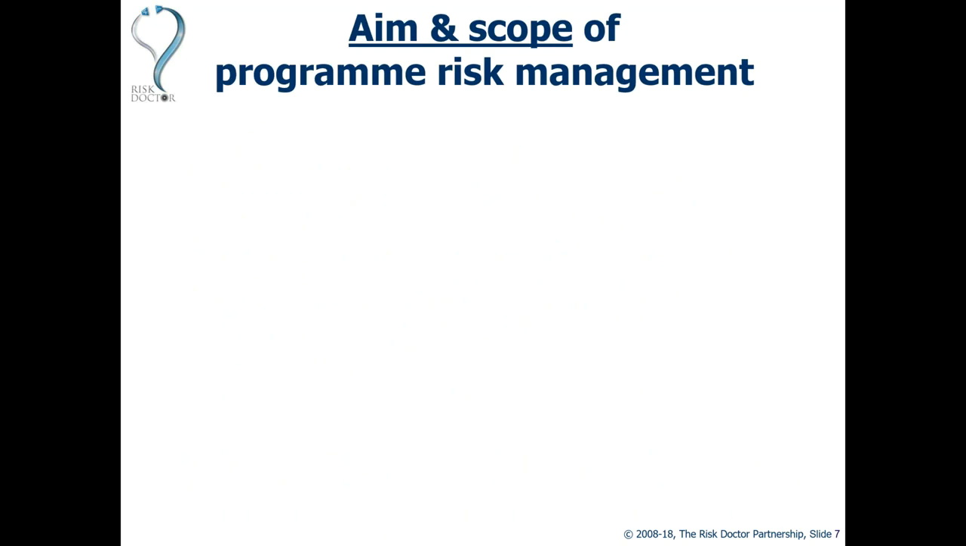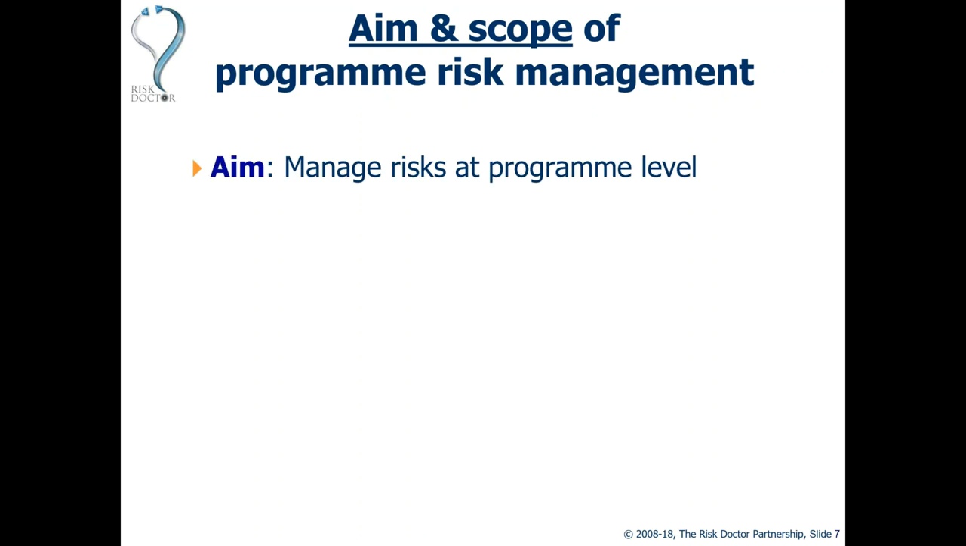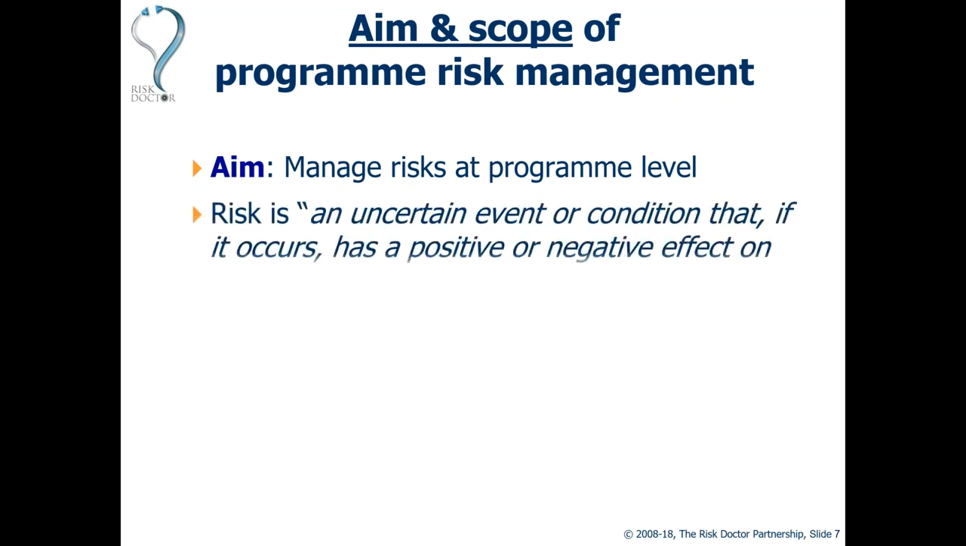So what is the aim and the scope of program risk management, and how is that different from project risk management? Well, first of all, the aim obviously is to manage risks at the program level, and not necessarily at the level of the components within the program. So we expect project risk management to manage the risks within the project in the same way that program risk management manages risks at the program level.